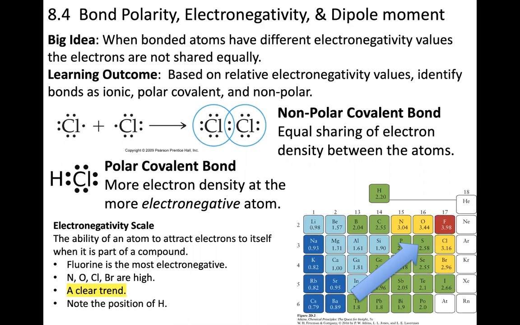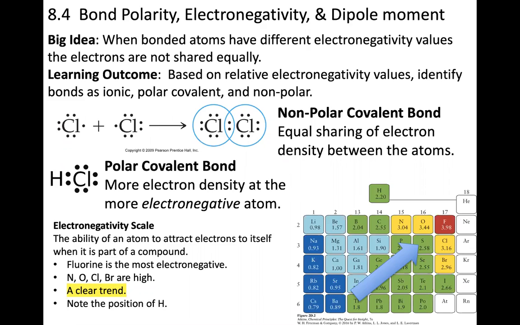One other feature I want to add on here, which is an important one, is I say note the position of hydrogen. Hydrogen is a non-metal. Its electronegativity on this scale, 2.2, puts it just between boron and carbon. So if you've got a periodic table right now, designate where hydrogen is found. Hydrogen is found between boron and carbon. So now we have a sense of this electronegativity scale.